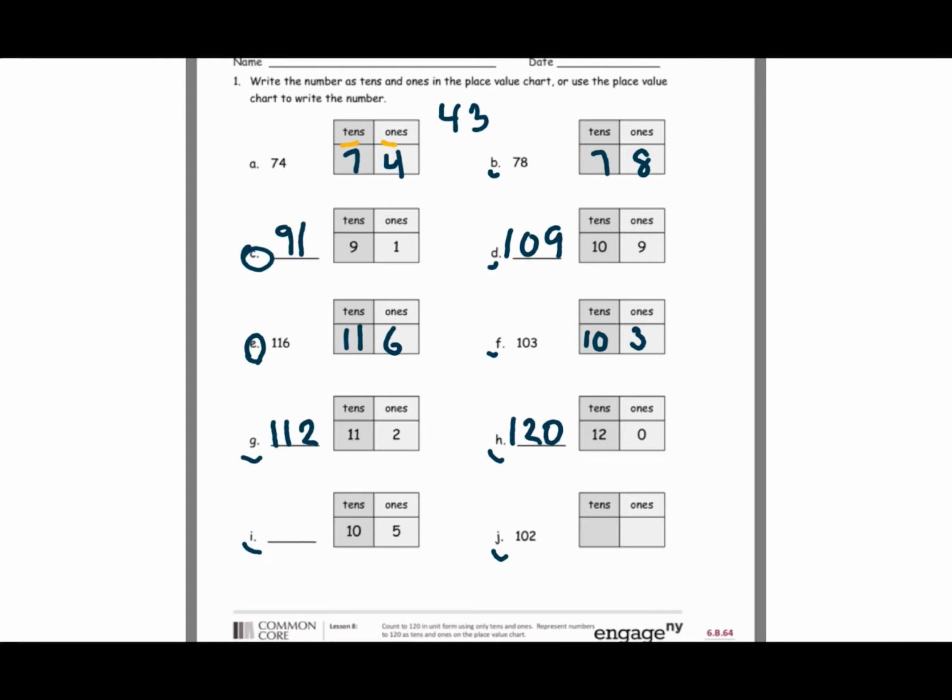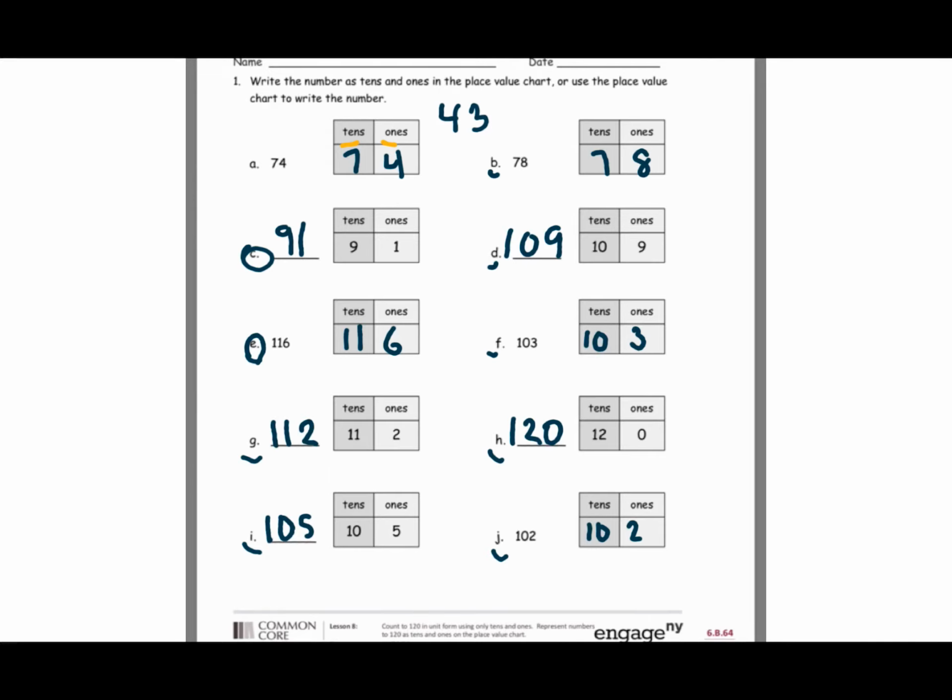For letter I, I don't have a number, but I have 10 tens in the place value chart and 5 ones. So here's 10 tens, 5 ones. The number is 105. The letter J, I have the number 102. That tells me that I have 10 tens, 2 ones.